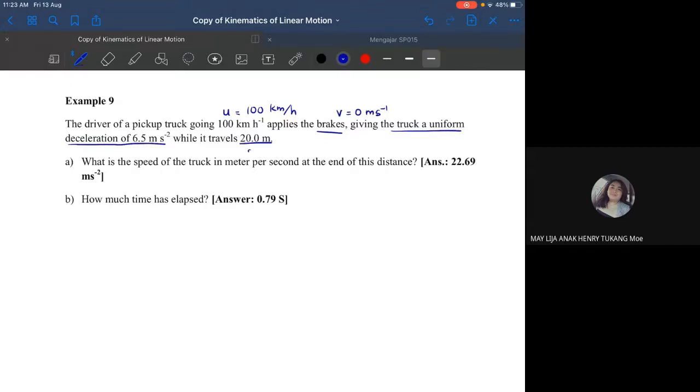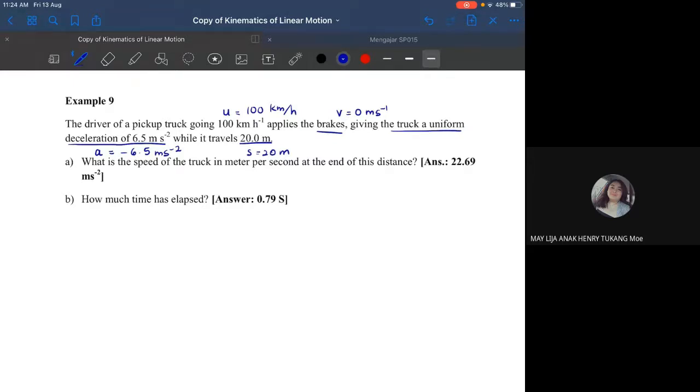So dia kasih S 20 meter and then dia kasih deceleration. So remember deceleration adalah negatif lah. Negatif 6.5. Remember Miss bagi tahu hari tu kan? Kalau acceleration tu positif maksudnya dia makin laju. Kalau acceleration tu negatif maksudnya dia makin perlahan. Okay, bukannya dia bergerak in opposite direction tau. So mesti letak negatif tu nanti kalau jawapan kamu salah. Okay, so what is the speed of the truck in meter per second at the end of this distance?